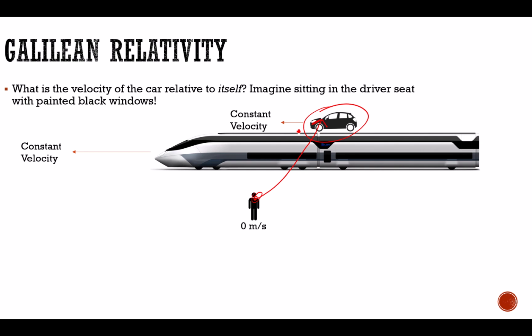You and the car are moving at the same velocity. The car isn't moving faster than you, and you're not moving faster than the car. If that was the case, somehow you would be phasing through the fabric of the car. That doesn't happen. You are at the same speed as your vehicle, so your velocity relative to the car is zero.